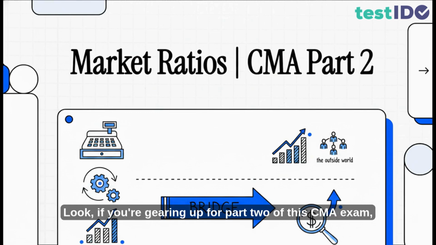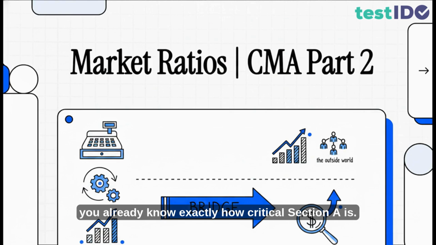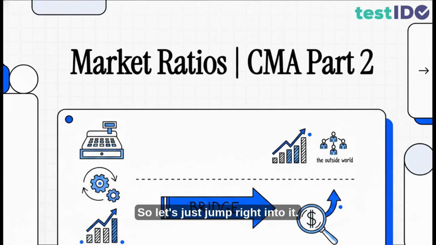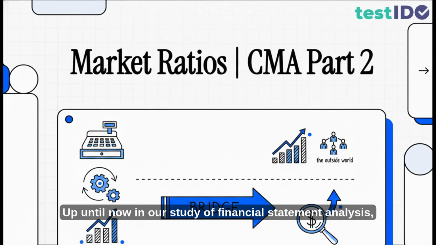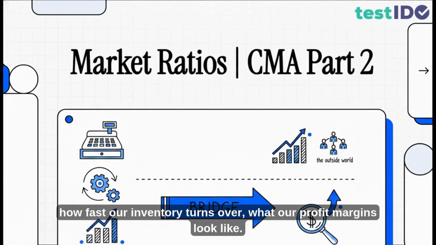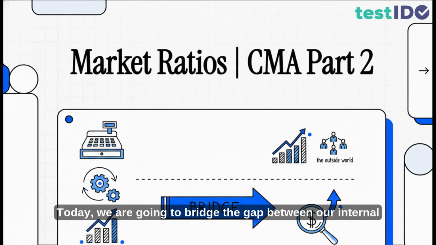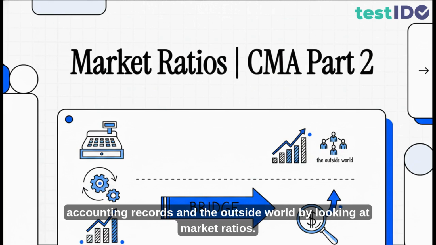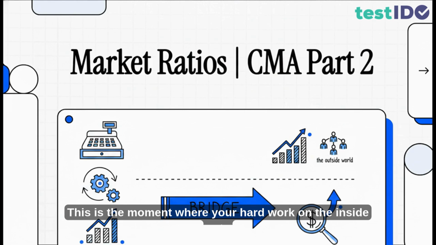Look, if you're gearing up for part 2 of this CMA exam, you already know exactly how critical Section A is. So let's just jump right into it. Up until now, in our study of financial statement analysis, we've honestly spent a lot of time evaluating ratios that are built entirely on internal accounting numbers. You know, things like how much cash we have on hand, how fast our inventory turns over, what our profit margins look like. But today, we are going to bridge the gap between our internal accounting records and the outside world by looking at market ratios. This is the moment where your hard work on the inside gets judged by the outside.